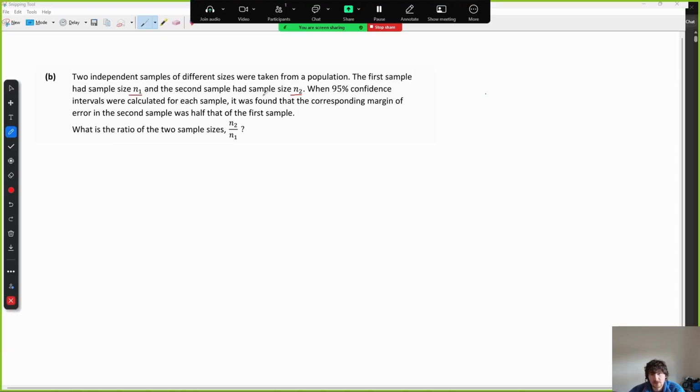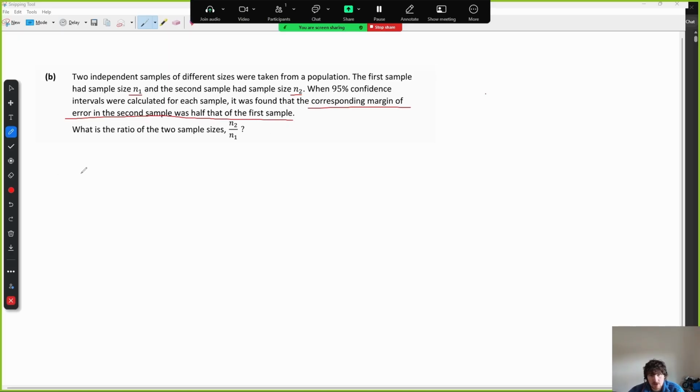Now you see, it's very complicated, dense language, and you need to somehow break it down. It's a bit tough, so we'll try and read this bit slowly. It was found that the corresponding margin of error in the second sample was half that of the first sample. So we need to somehow convert this statement into something with algebra in it, right?